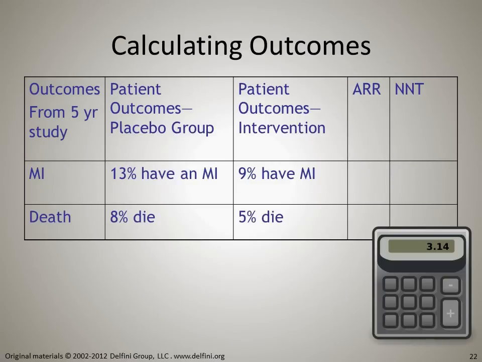Now it's your turn. Compute the absolute risk reduction and the number needed to treat in the following examples. The calculator, by the way, is just make-believe for show.